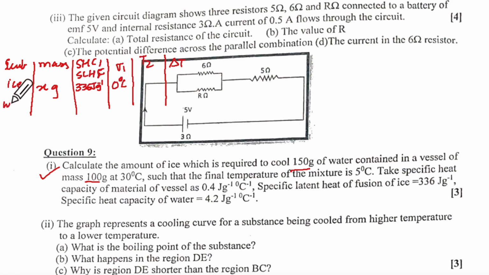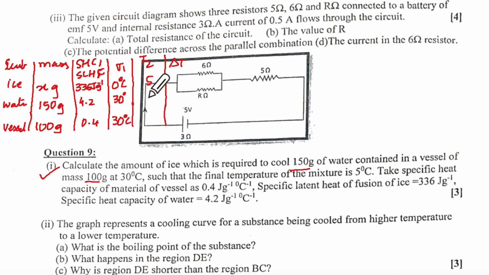Then it has to be added to water. Mass of water is 150 gram. So 150 gram, and here I'm just writing 4.2, I don't have space. Initial temperature is 30 degrees and it is in a vessel. So vessel also is there, and that will be 100 gram, and SHC of it is 0.4 joule per gram per degree Celsius. So we will have the 5 degrees, 5 degrees and 5 degrees.